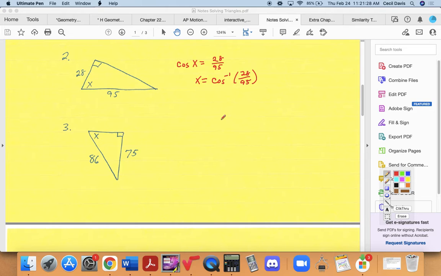So, put that into your calculator. Somebody tell me what that is to the nearest tenth. 72.9 degrees. Okay, any questions about that? We'll skip number 3. I think you got the idea.